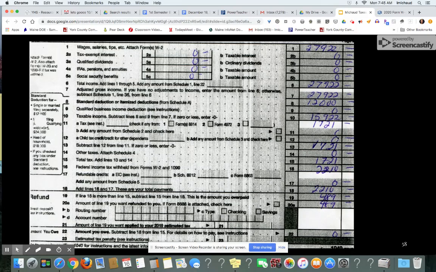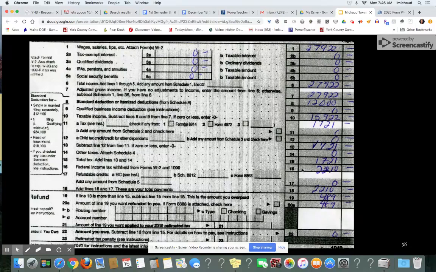Line 11 is 0, line 12 is 0. Line 13 asks you to subtract line 12 from line 11, so that's 1721. There are no other taxes, so 14 is 0. Line 15 is 1721. That's 1721 plus 0 is 1721.